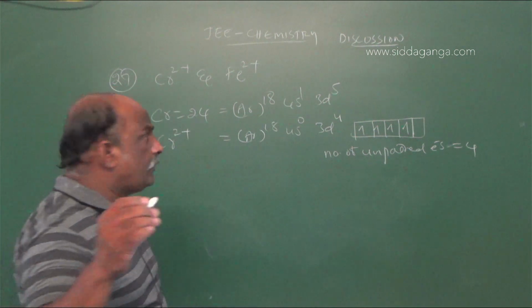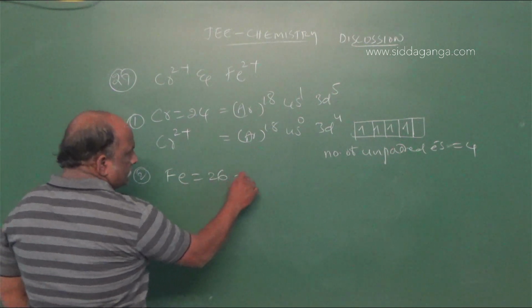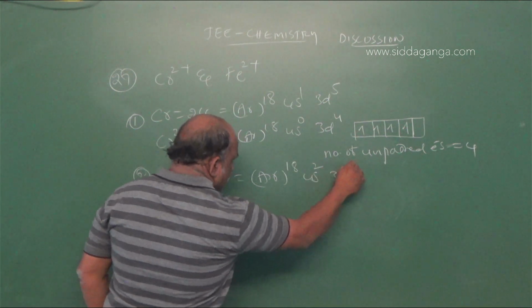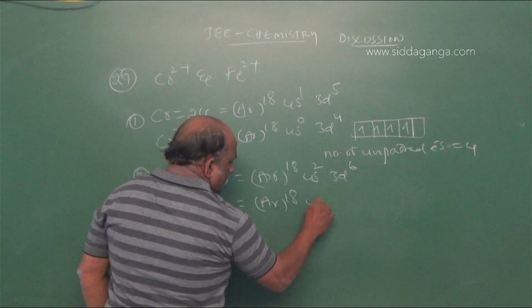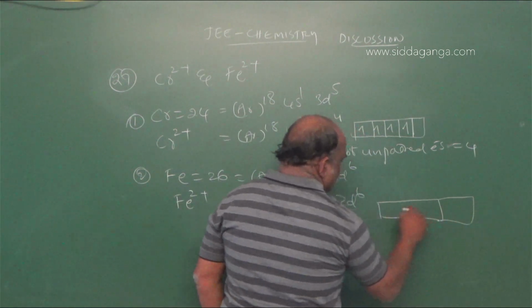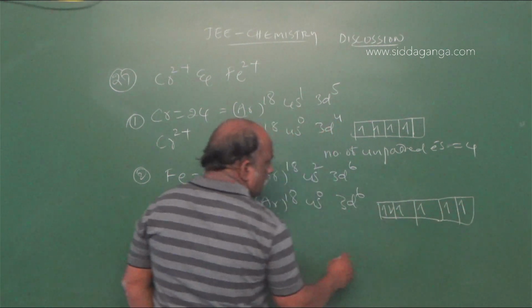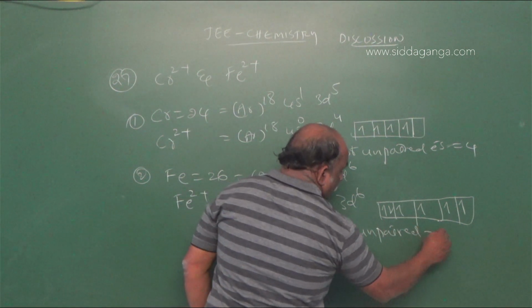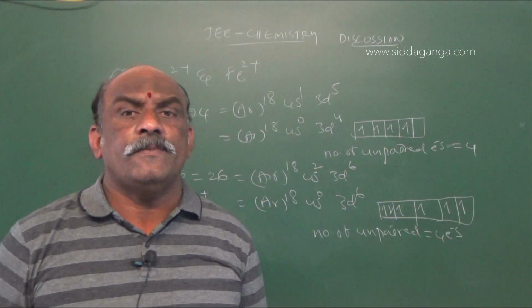Next option, Fe2 plus. This is number 1, and second one, Fe. Iron atomic number 26, configuration argon 18, 4s2, 3d6. Iron 2 plus configuration, argon 18, 4s0, 3d6. 3d6 means how to split the 6 electrons: 1, 2, 3, 4, 5, 6. Here also the number of unpaired electrons is 4. Both species have the same number of unpaired electrons.